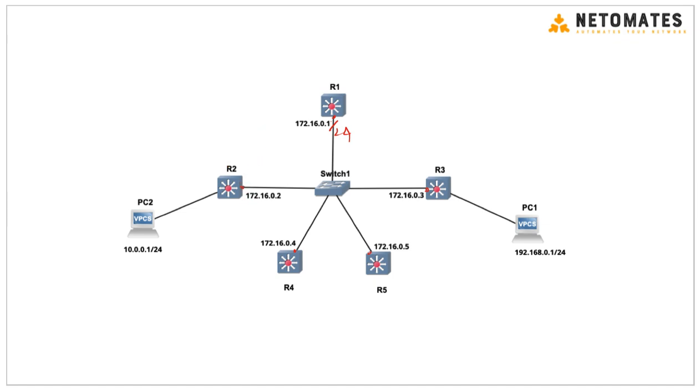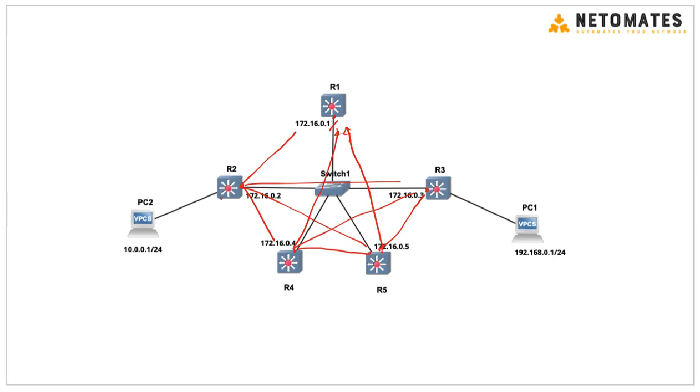In this case R2 will form neighborship with R1, R3, R5, and R4. Same thing, R4 will form neighborship with R1, R3, R5. Similarly, R5 also forms neighborship with R3, R1, R2, and R3 is already there. Similarly, R1 will also try to make neighborship with all the others. So in this way you can see there are multiple adjacencies for each router.